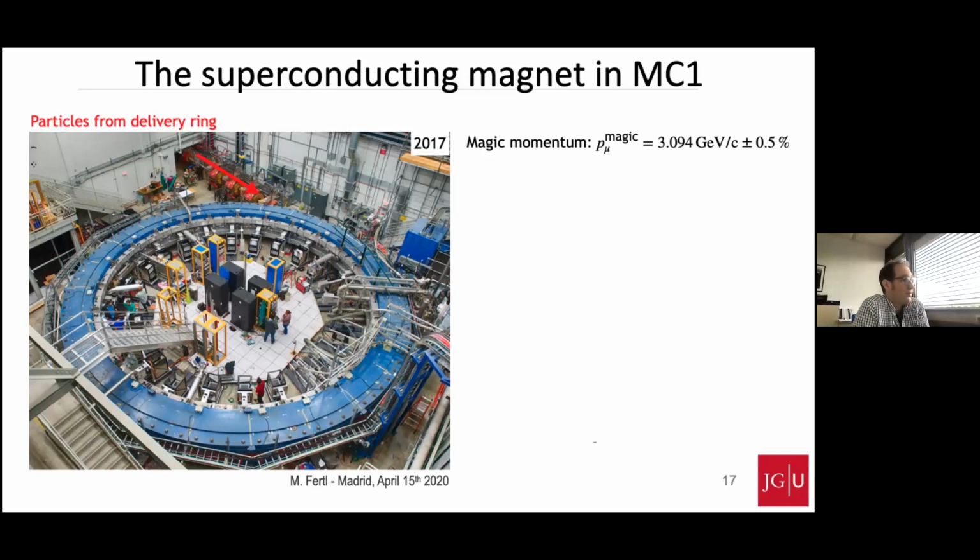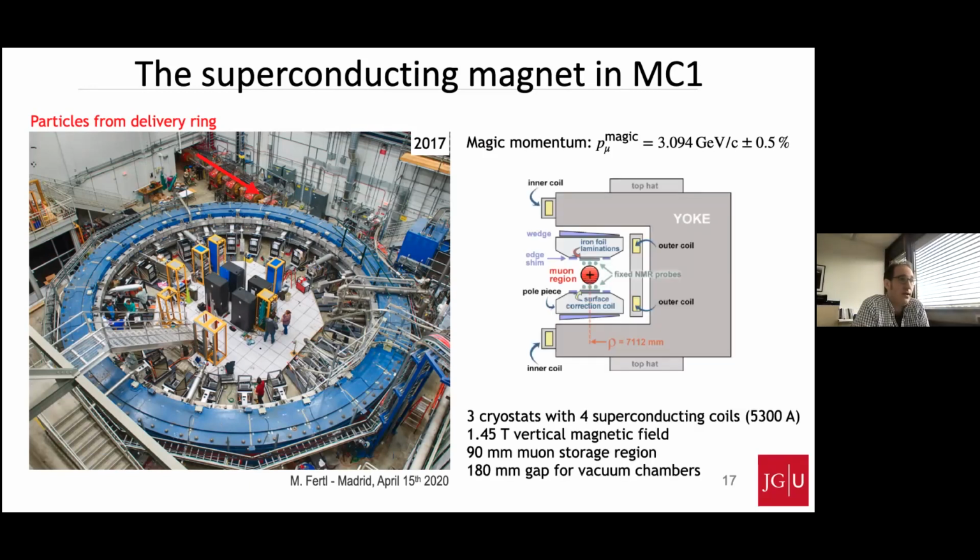So our particles come from the delivery ring. From the tunnel, you can see the last focusing elements of the beamline, and they already have the right momentum to be stored. And we store the particles in this superconducting magnet that consists of 3 cryostats with 4 superconducting coils, each running at more than 5,000 amps. It produces a 1.45 Tesla nominally vertical magnetic field. The diameter of the storage area for the muons is this red dot here, which is 90 millimeters. And there's roughly a 180 millimeter gap for the rest of the vacuum chambers in the opening of the C-shaped magnet.